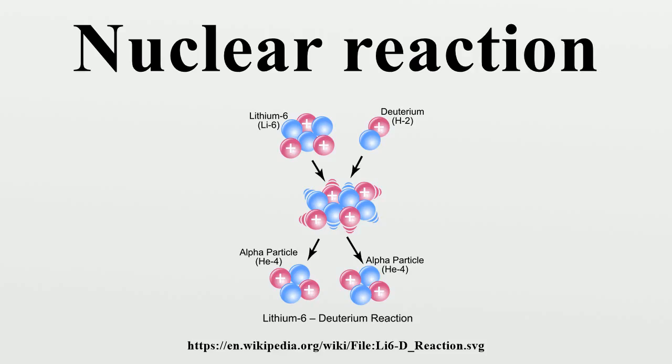On the one hand, it is the difference between the sums of kinetic energies on the final side and on the initial side. But on the other hand, it is also the difference between the nuclear rest masses on the initial side and on the final side.